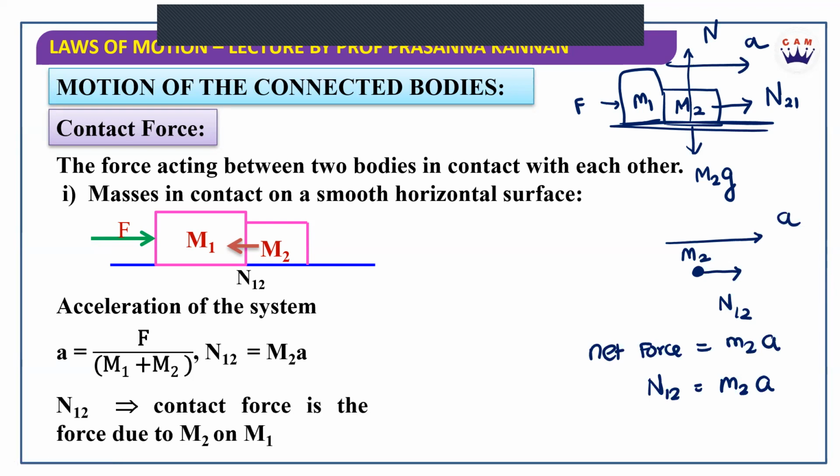So N12 is the contact force between M1 and M2. If you write it as N12, it is the force on M1 because of 2. If you write N21, it is the force on 2 because of 1. And both are equal and opposite. When you say N12, you take it in the left hand direction. But when you take N21, you take it in which direction? Right hand direction. I have here mentioned N12 synonymously to N21. But you can understand what they represent. Is it clear, students? We move on.